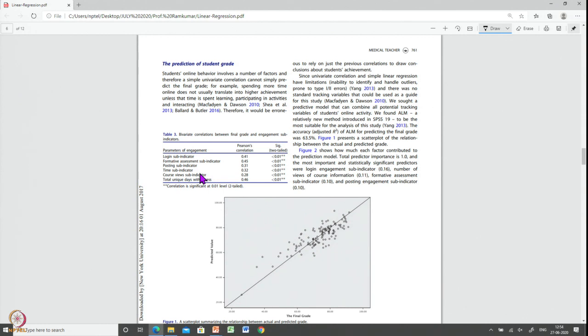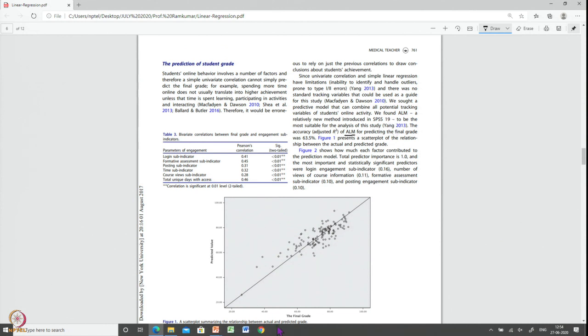And they used SPSS software for automated linear modeling, that they called ALMUR. But SPSS is proprietary software. I don't recommend using that, but if you have access to SPSS 19, please go ahead and use it. But they used SPSS and they are reporting the values here.